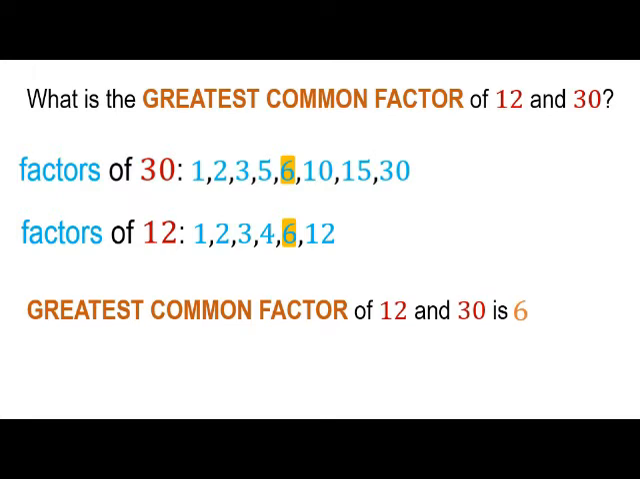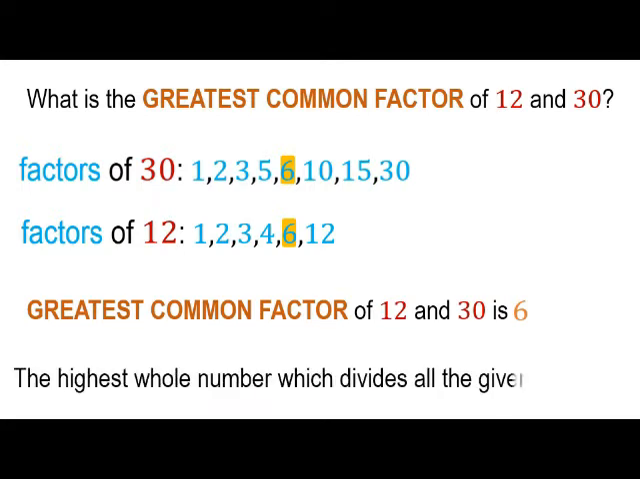And we can also make a definition after understanding this concept, which is the highest whole number which divides all the given numbers. Like we have 12 and 30, so 6 is the greatest whole number possible which can divide 30 and 12 both, right? So this is the definition of GCF, or greatest common factor. Now let's see another example of it.